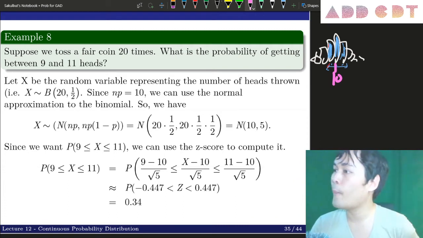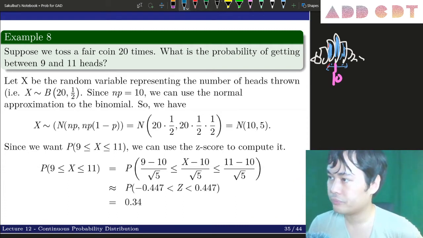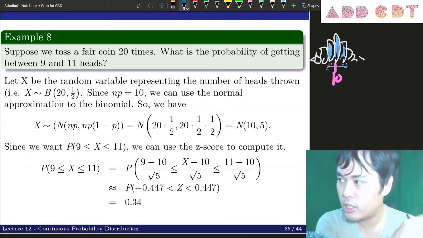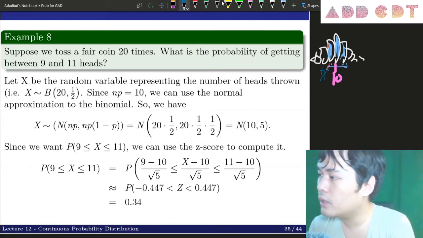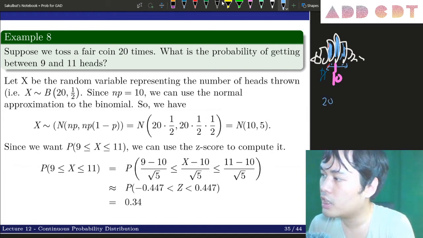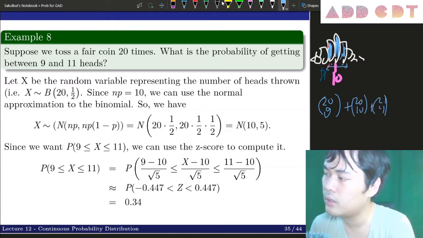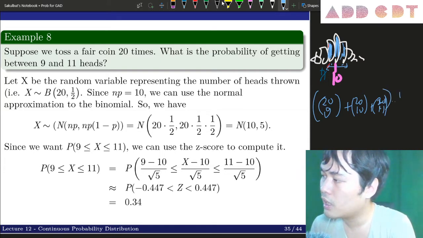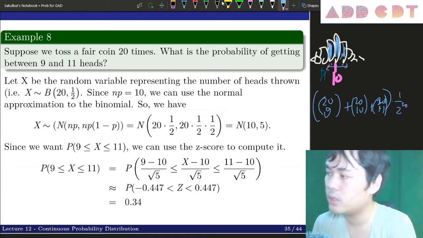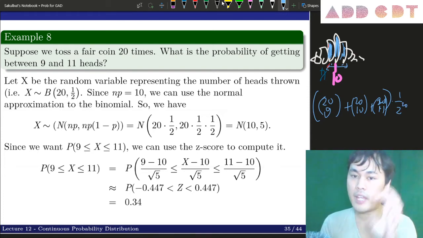So that's the question. If you go back to the binomial distribution, you can find the formula for each bar. I think the formula for that bar is, let's say, 20 choose 9 plus 20 choose 10 plus 20 choose 11, everything times 1 over 2 to the 20. That's the exact number, right?